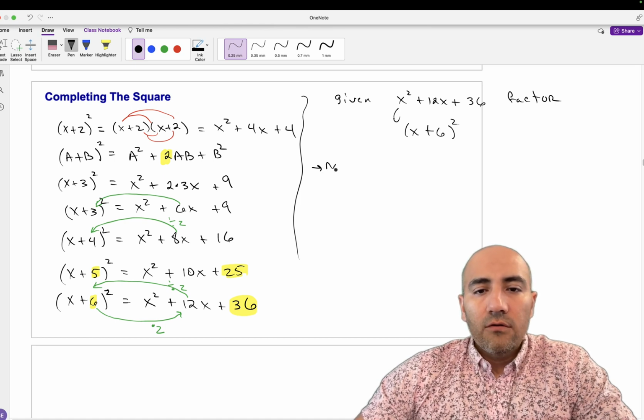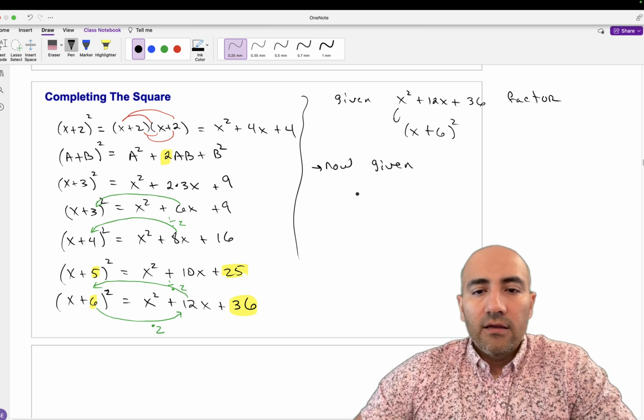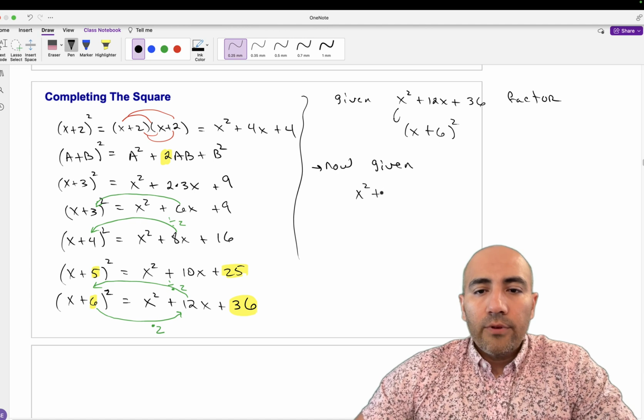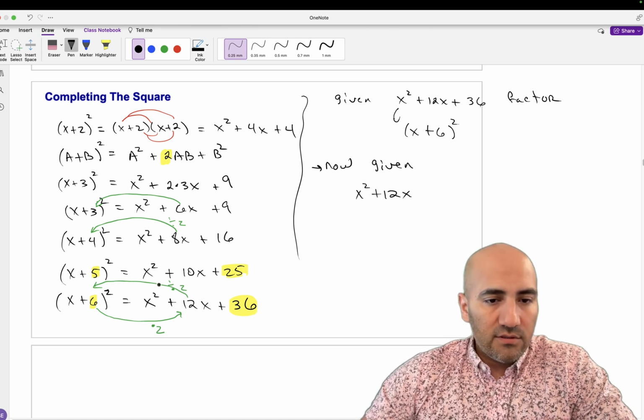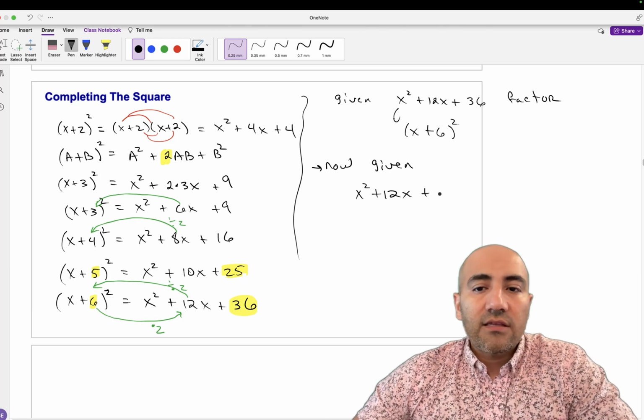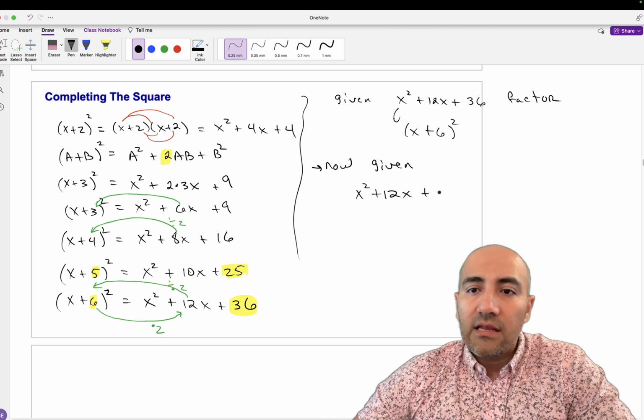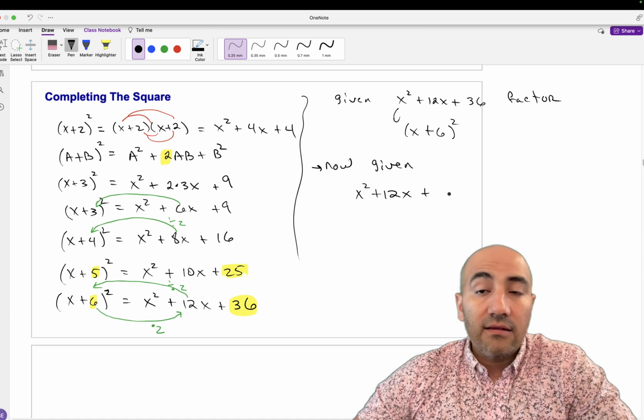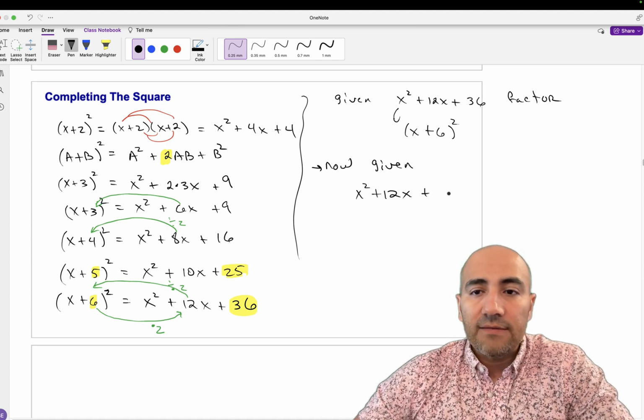All right, well, what if it was just a little bit more complicated? So now, what if they give you something almost close to that, x squared plus 12x? You're like, okay, similar to that. But instead of having a plus 36, there is some other number there. Any number other than 36 or 0, because that would make it too easy.